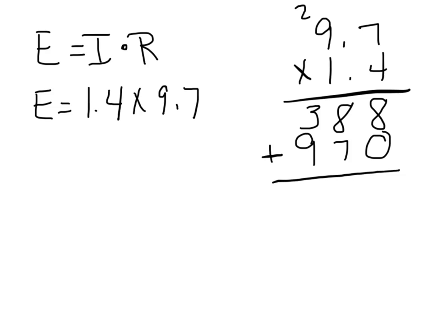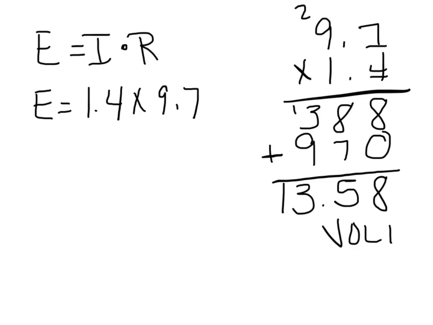Now I'm going to add those two products together. 8, 15, carry a 1, 13. Now I'll place my decimal. I have 2 spots behind the decimal, so I'm going to come over 2 spots and put my decimal. Don't forget to add your units. We were looking for E or volts, so I have 13.58 volts.